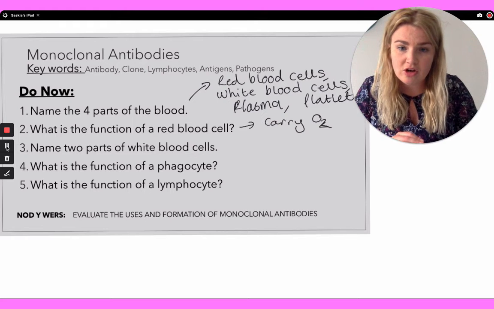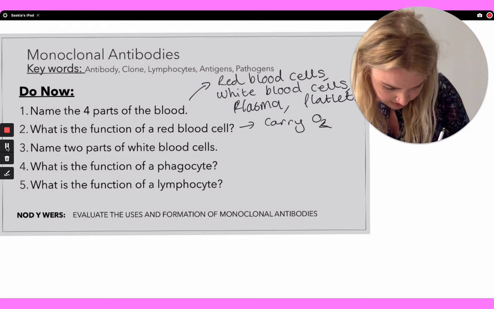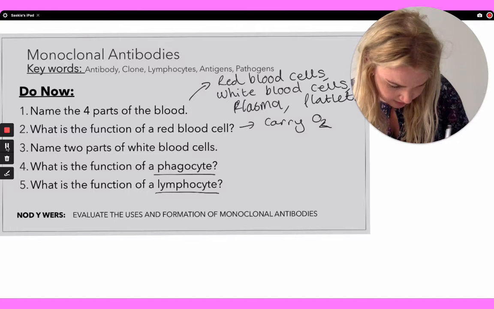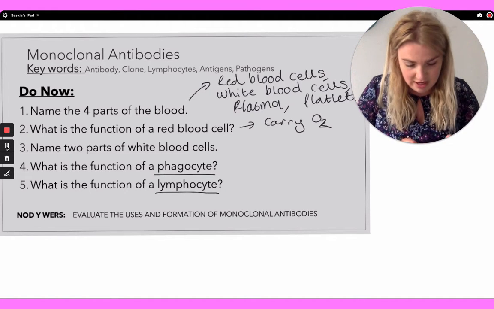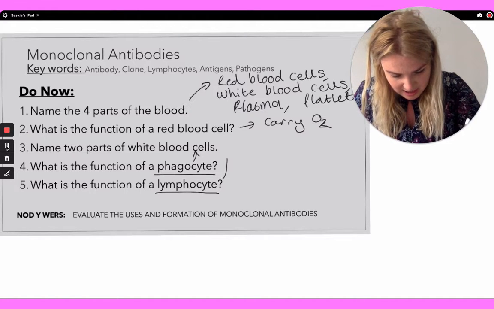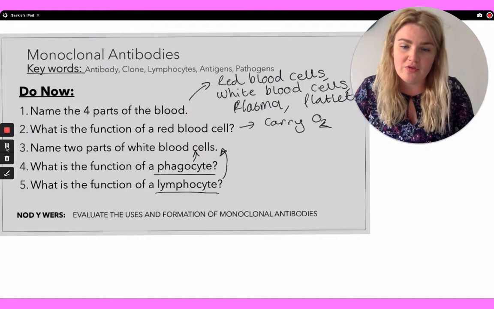Name the 2 parts of white blood cells. Okay, so the 2 parts of white blood cells, for anyone who was feeling a little bit clever, are phagocyte and lymphocyte. They're the 2 parts of the white blood cell.